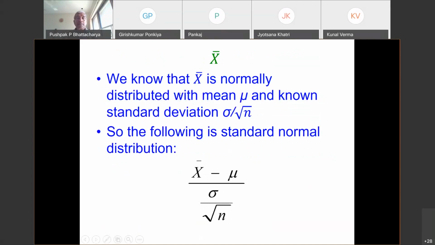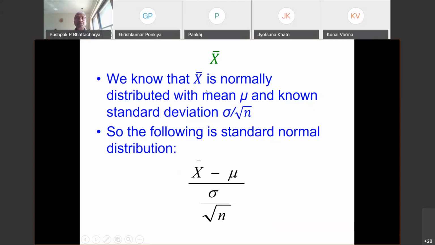Now, another thing we know: if we take many samples and keep calculating the sample mean from the samples, then it is obvious that the sample mean will also vary. Now the samples are being collected from a normal distribution, so this sample mean is also normally distributed. The mean of this distribution of means is mu, the population mean, and the standard deviation is sigma by root n.